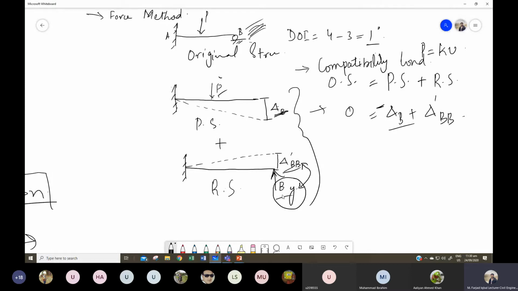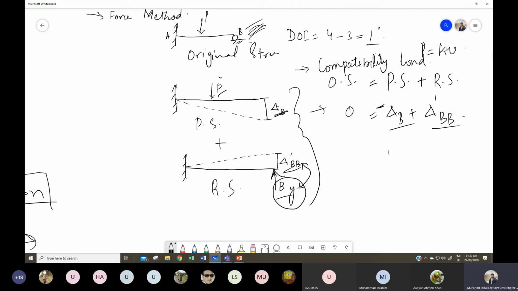And then in this redundant structure, when I have applied the redundant load, there is another deflection, delta dash BB, in the direction of this applied load, and this is what our compatibility condition is. And okay, we'll discuss that later. First, just focus on this one.